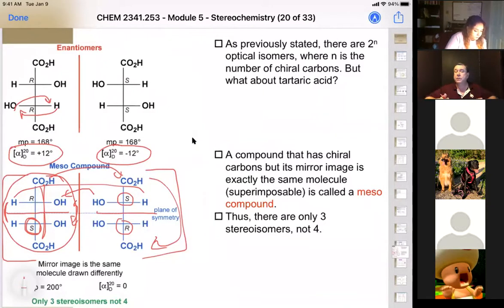Questions on losing optical activity even though we have 2 chiral centers? Remember, it's all about that mirror plane. If it has a mirror plane, then as the light interacts, it can look at it either way and it's going to be the same, and therefore it doesn't rotate light. Now notice that there's 0 optical activity and it has a different melting point. Remember, diastereomers can have different physical properties. Enantiomers have the same physical properties except for optical activity.